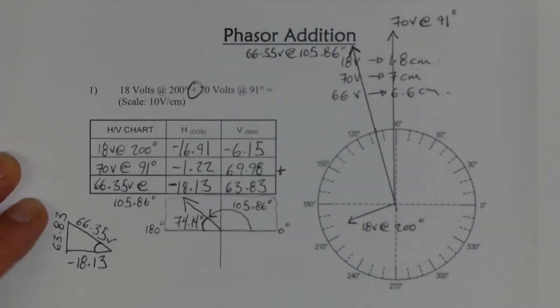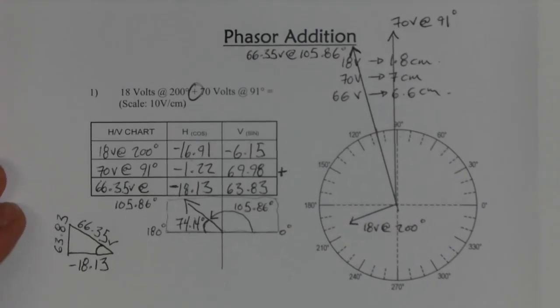105.86 degrees. So that would be our completed process for solving the addition of two separate vectors or phasors and then sketching them with a scale, requiring the use of a ruler and a little bit of know-how with your calculator.